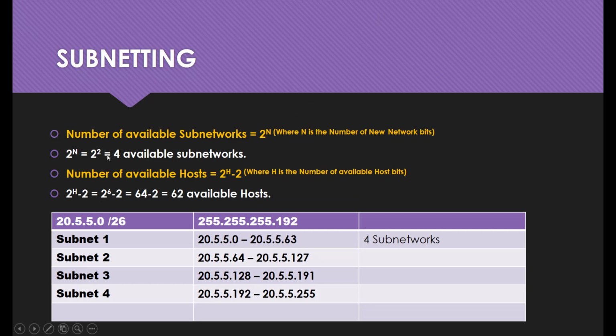So that will be 2 raised to the power of 2, which will be 4 available subnets. And that's how we have these 4 available subnets. So what about the number of available hosts? We use the same formula, 2 raised to the power of h.